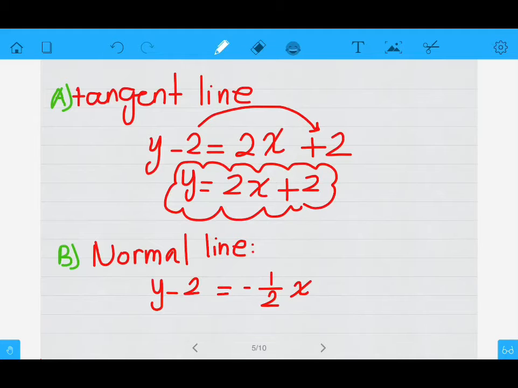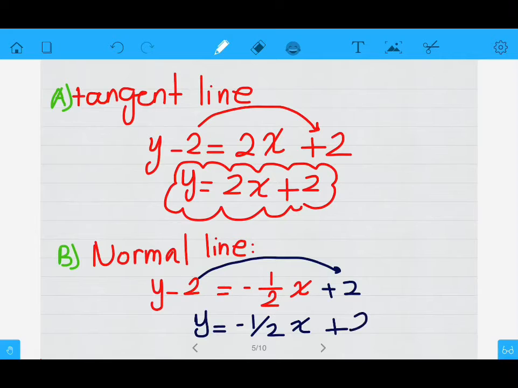Okay, now for the normal we'll do the same things. We move minus 2 to the other side, we have plus 2. Now y equal minus 1 over 2x plus 2.